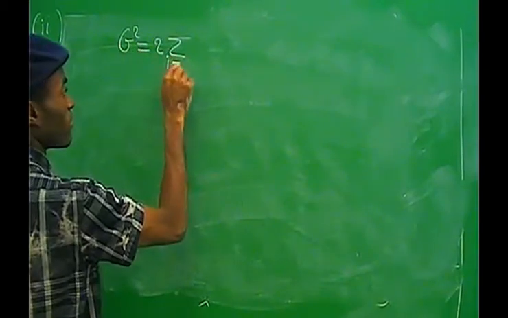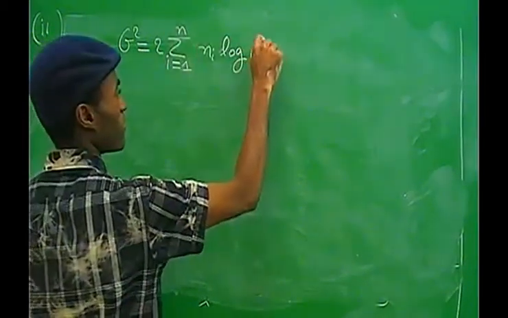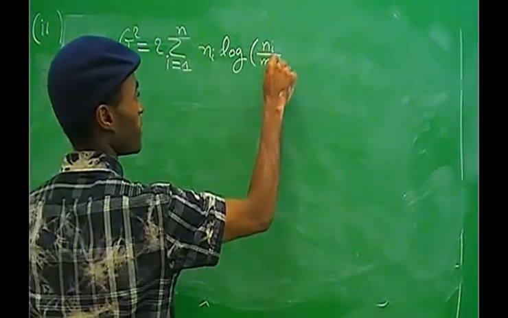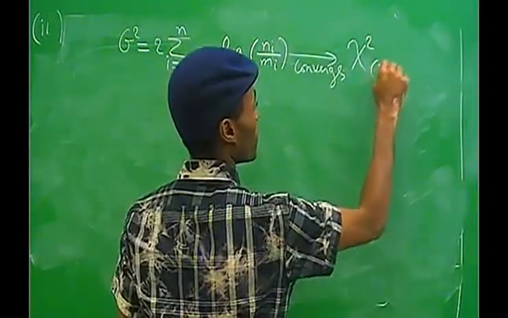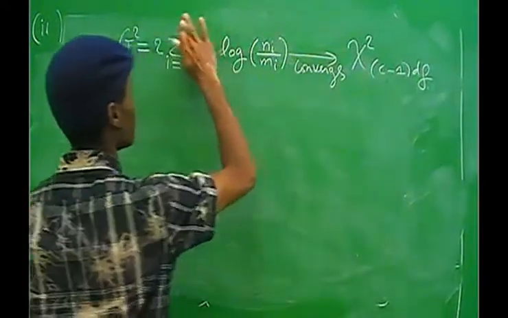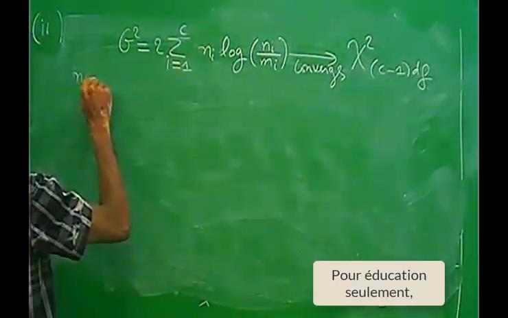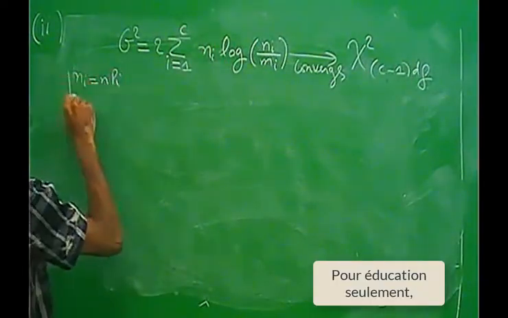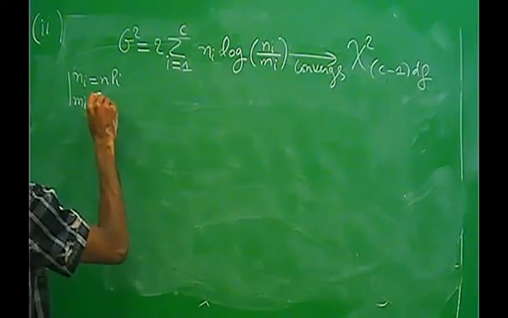And then from 1 to n, ni divided by mi. So it is chi-square with c minus 1 degrees of freedom. I can use n or c. Yes, ni equals npi, because pi is ni divided by n, and this then is mi.